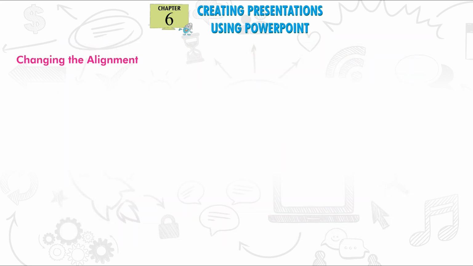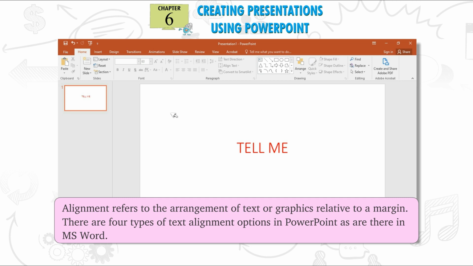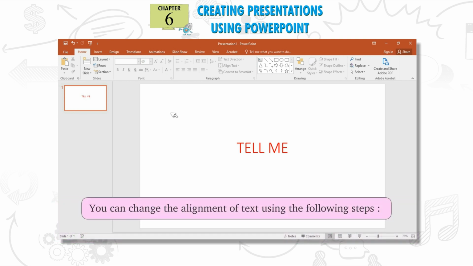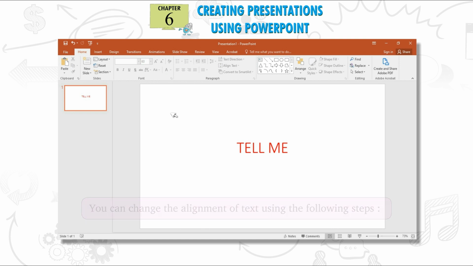Changing the alignment. Alignment refers to the arrangement of text or graphics relative to a margin. There are 4 types of text alignment options in PowerPoint, as there are in MS Word. You can change the alignment of text using the following steps.